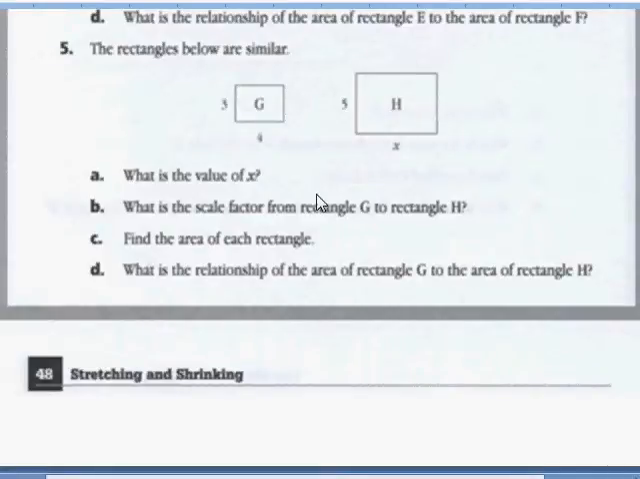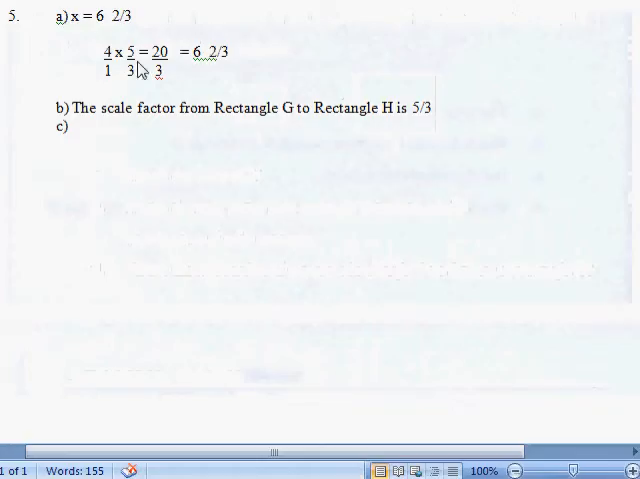B is what is the scale factor from G to H. Hopefully you've also realized by now that we've been answering this question first every time and using it to get this and then just reiterating it here. So 3 times 5/3 is 5, so the scale factor from G to H is 5/3. And it is actually okay to leave it improper when you're just talking about scale factor. Since we used it to multiply anyway, it's not a big deal to leave it that way.